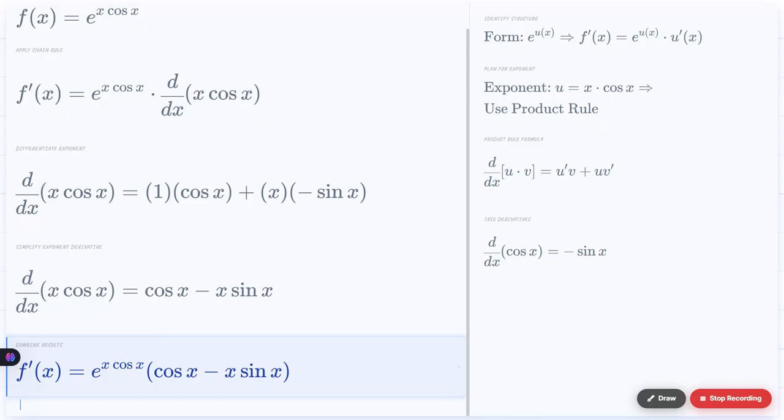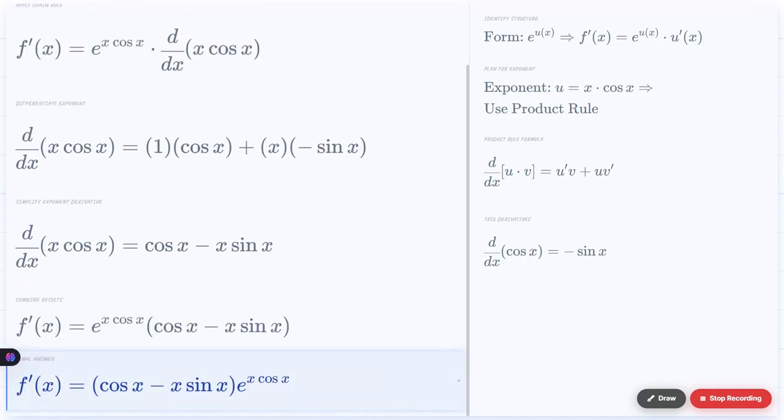We put the parts together to get f prime of x equals e raised to the power of x times cosine x, times the quantity cosine x minus x times sine x. We do this to finish the chain rule. The chain rule requires us to multiply the original function by the derivative we just found.